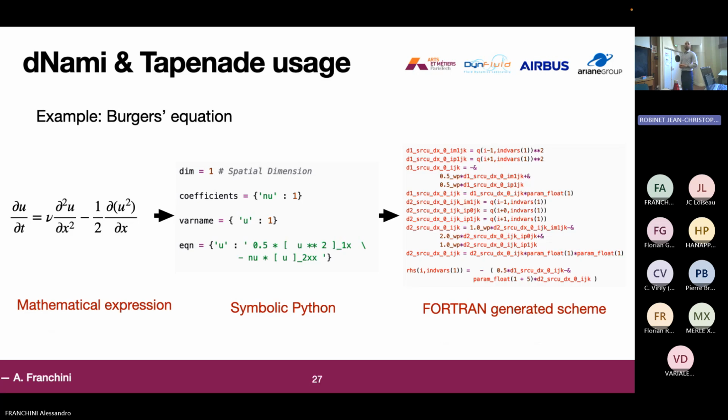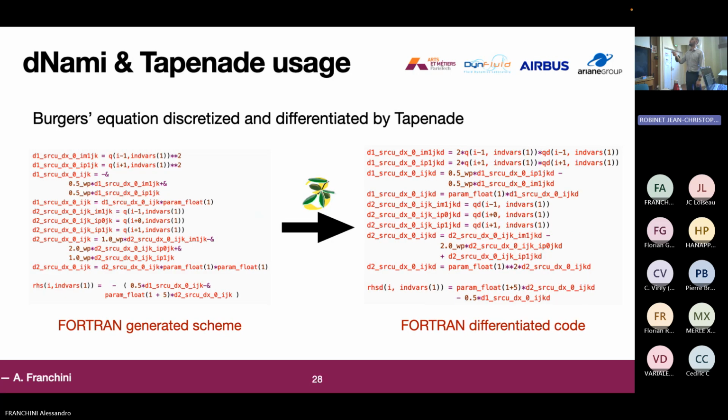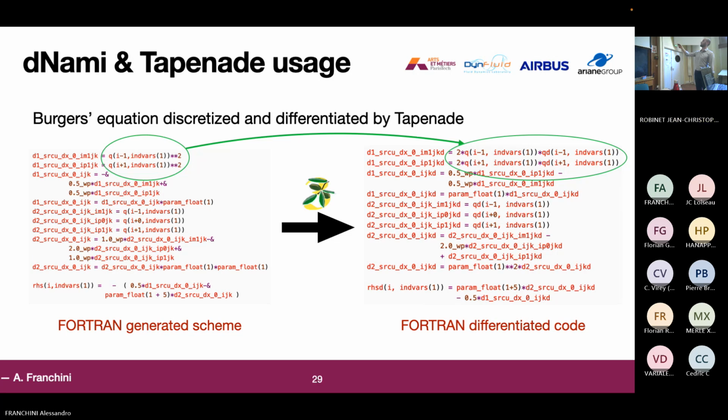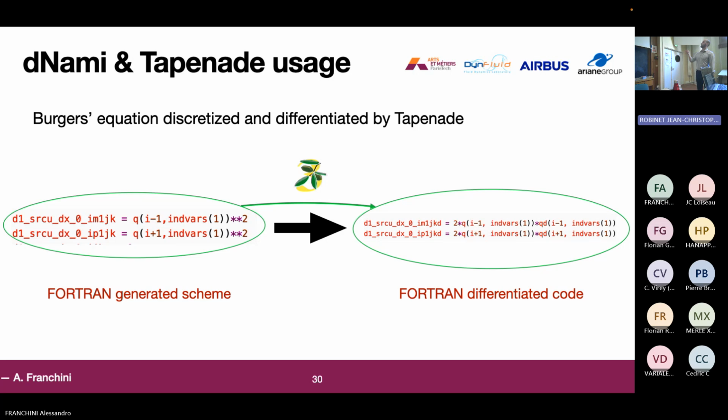So to give an example of how this framework works, if we take a Burgers equation, which is an example of an equation written as dq/dt equals RHS of q, we get a mathematical expression. We write the symbolic Python of this mathematical expression, and we have a Fortran generated scheme. Then we take this Fortran generated scheme, we use Tapenade, and we will get the Fortran differentiated code. So here, for example, we can see that the square term in the Burgers has become the differential of this variable, which is 2q times qt.